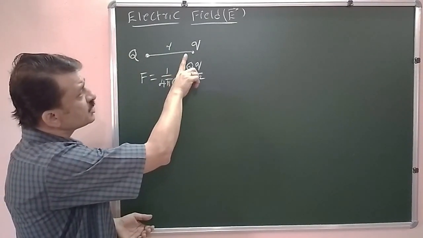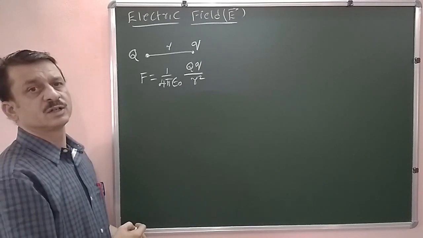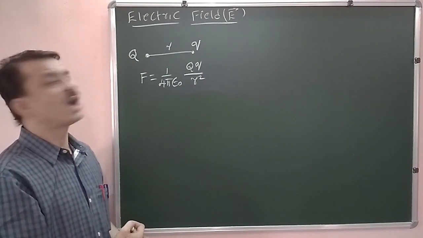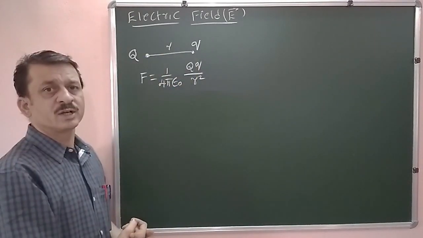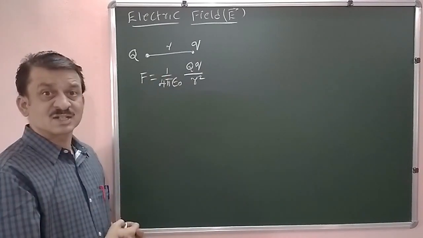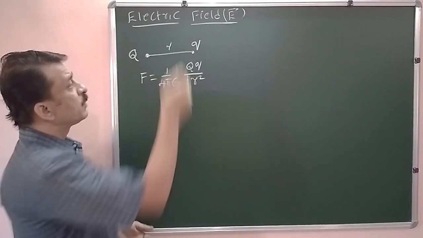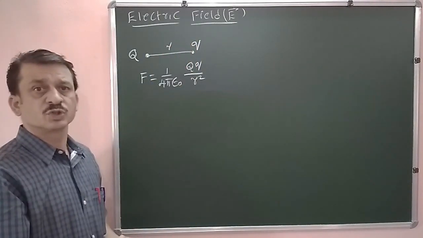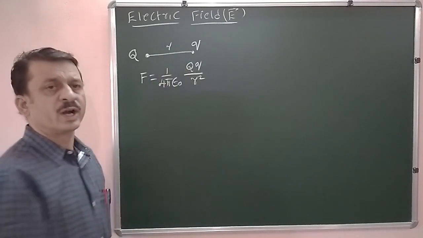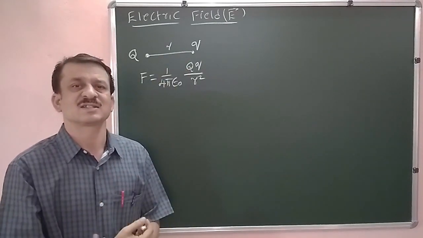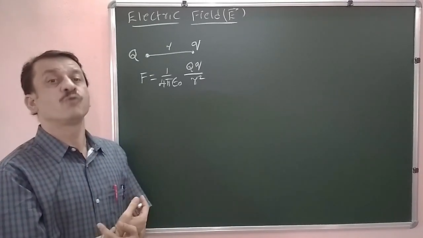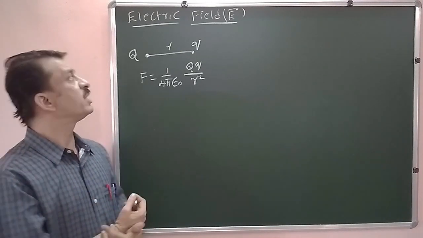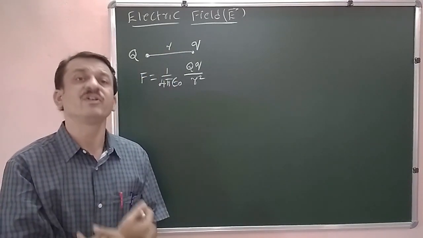If I remove that test charge from that point, can you find anything else at that point? Do you have anything present at that point if there were no charges? If you place the charge, then that charge is going to experience a force. That means at that particular point, there must be something else which is going to exert force on the test charge. That something else, here we have taken it as electric field.